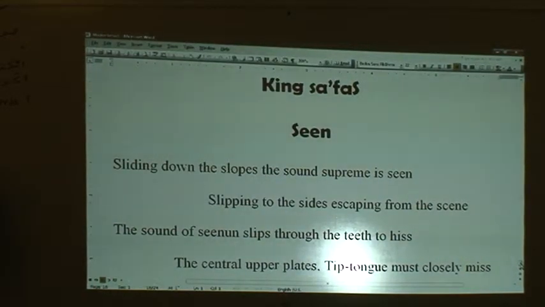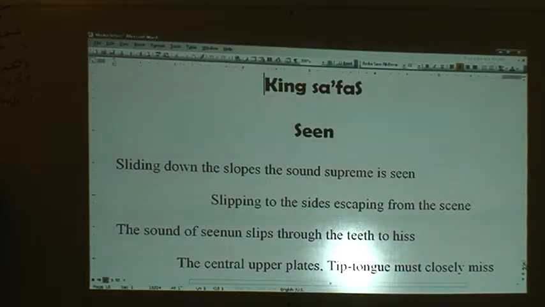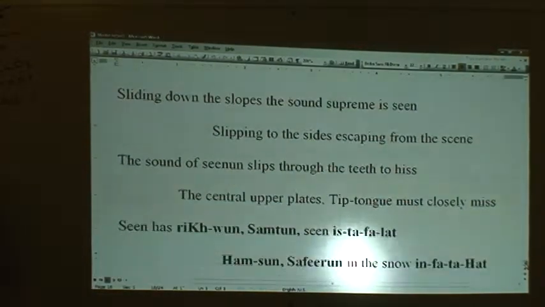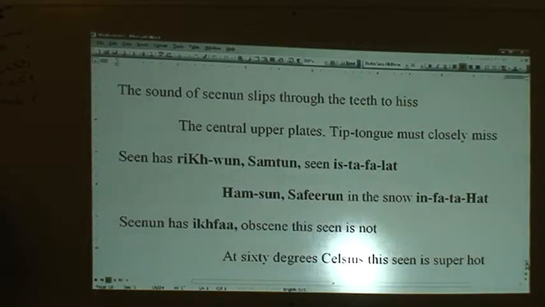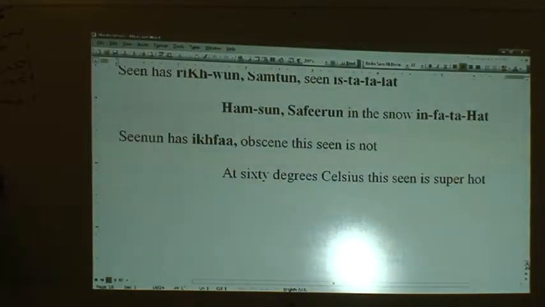Sliding down the slopes, the sound supreme is seen, slipping to the sides, escaping from the scene. The sound of Sinun slips through the teeth to hiss. The central upper plates, tip tongue must closely miss. Sin has rikhwun, samtun, istifalat, hamsun, safirun, and infitah. Sinun has ikhfa, obscene, the scene is not. At 60 degrees Celsius, this scene is super hot.